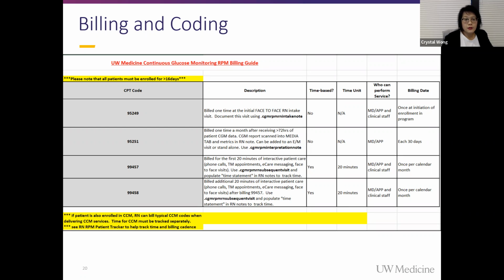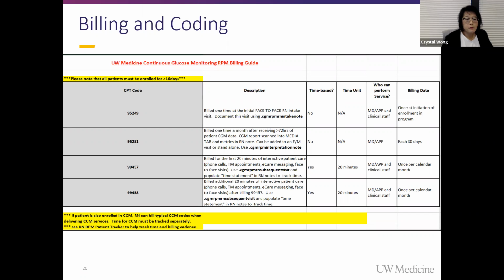There's the 95251. This is the one that the provider is going to be using most frequently. Again, these other codes are billable by the provider, but I think that's mostly going to be the RN/RD using it. So for the providers, the 95251, this is the interpretation of the AGP report, and you can use this every 30 days. And there's the dot phrase there to help you document that.